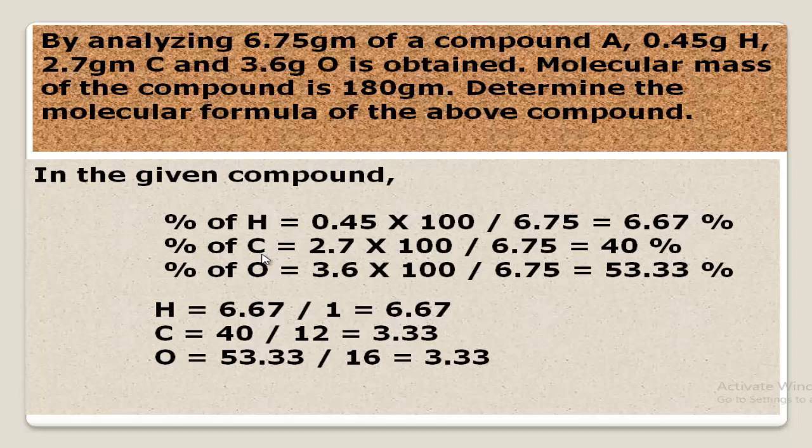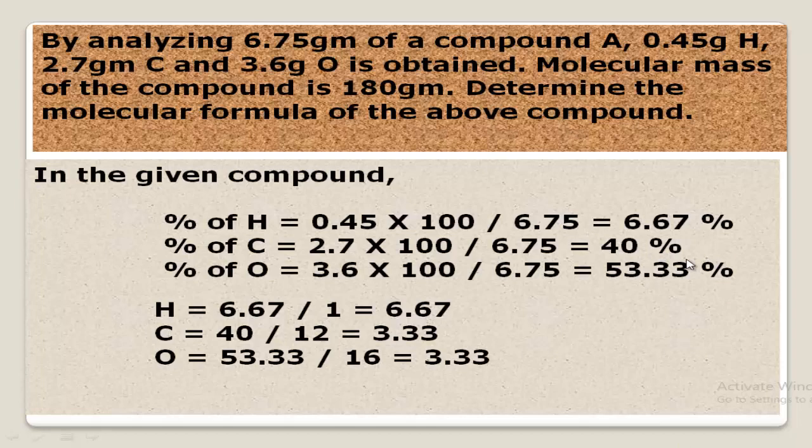Now similarly, the percentage of carbon is determined by the amount given into 100 divided by the total mass of the compound, and the percentage of oxygen is the amount given, 3.6 gram, into 100 divided by the total mass of the compound, that is 6.75. So in this way, at first we will determine the percentage composition of the constituent elements.